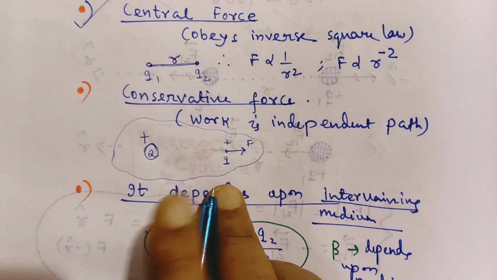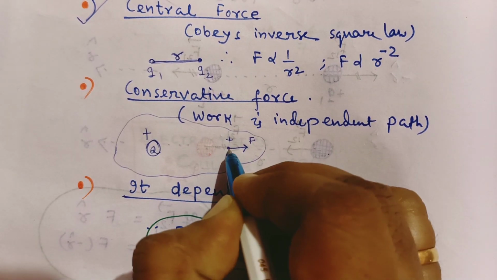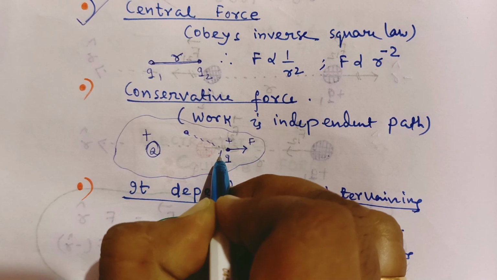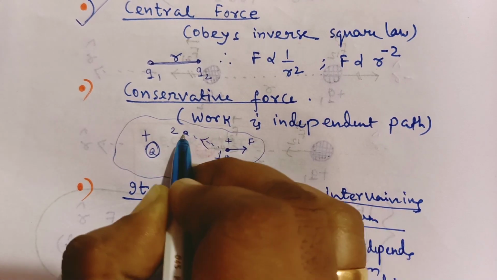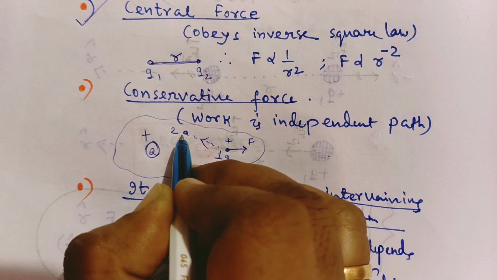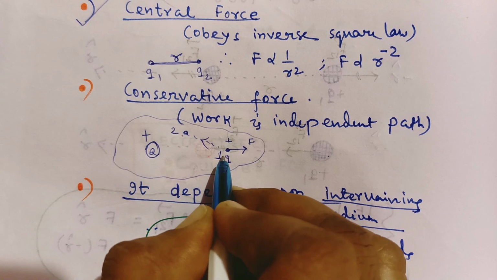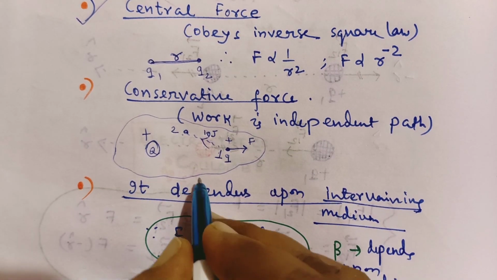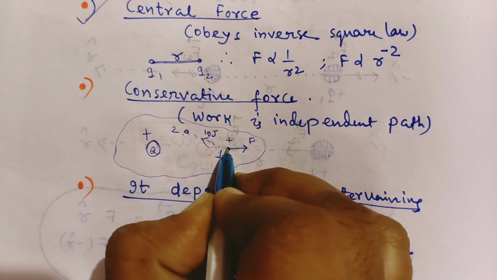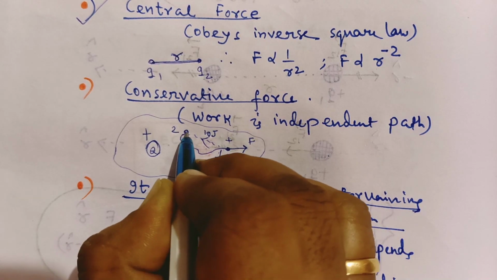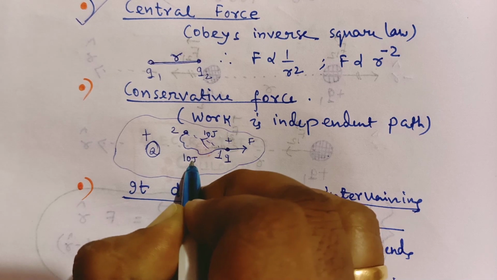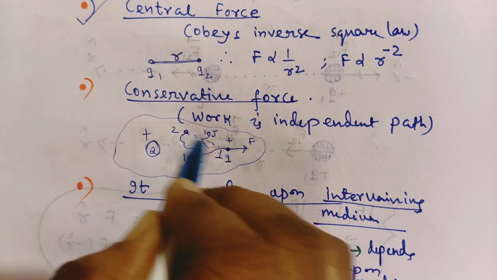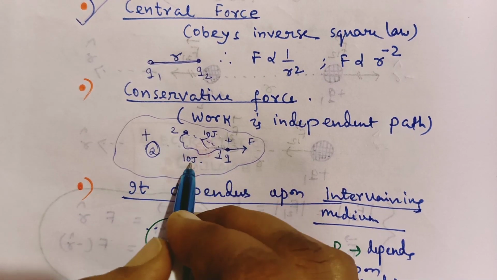Conservative force means, if this charge is taken from point 1 to point 2 in this way, some amount of work will be done because a force is acting on it. Let this amount of work be 10 joule. Now another example: the same charge q is taken from this point to this point by another path, and the same amount of work is done. So the work done by this path is 10 joule, and the work done by this path is also 10 joule.